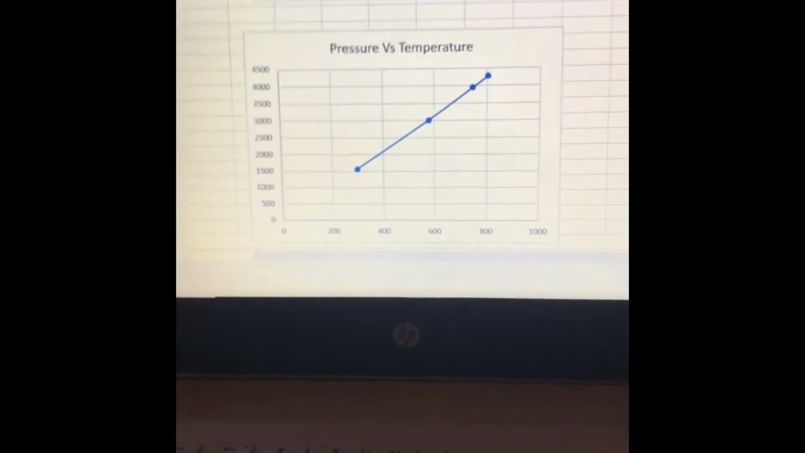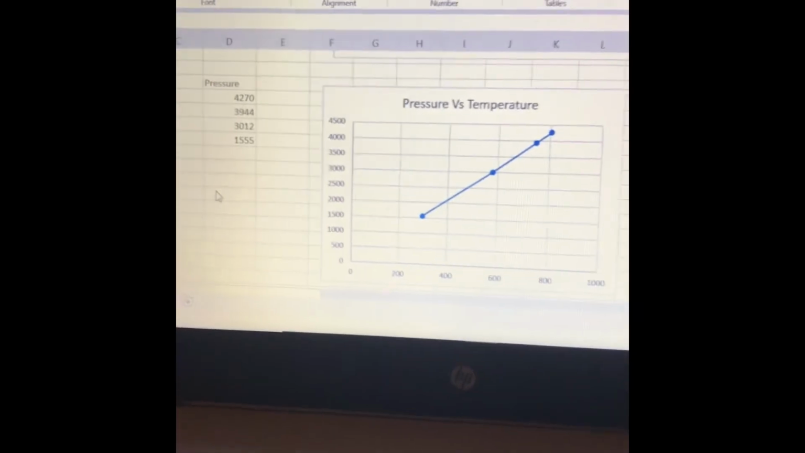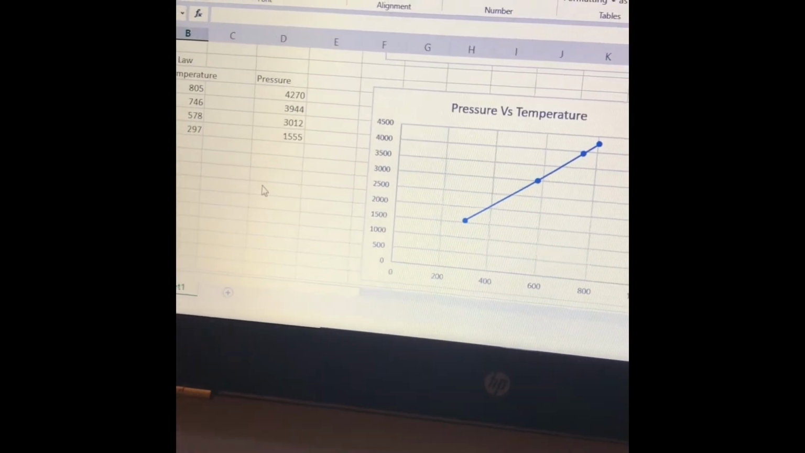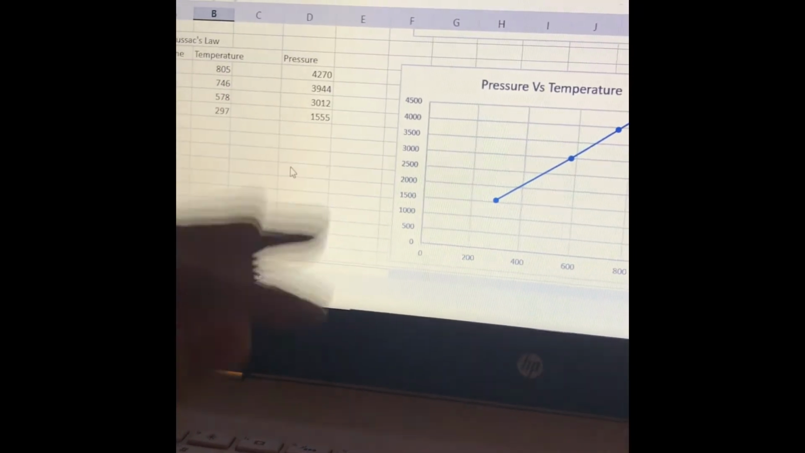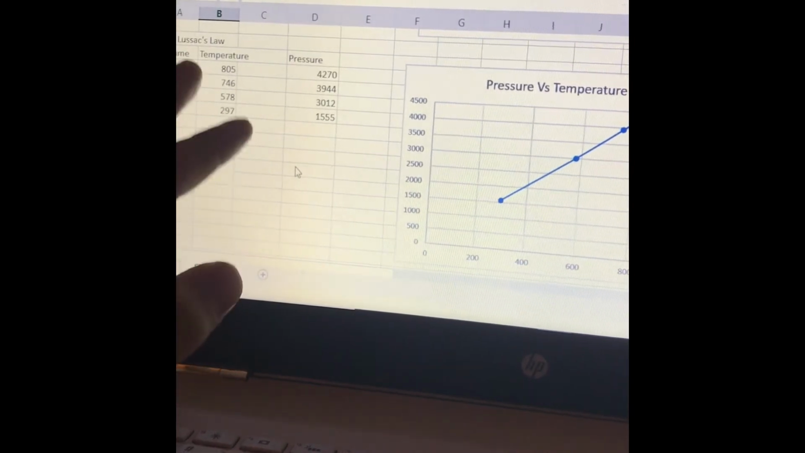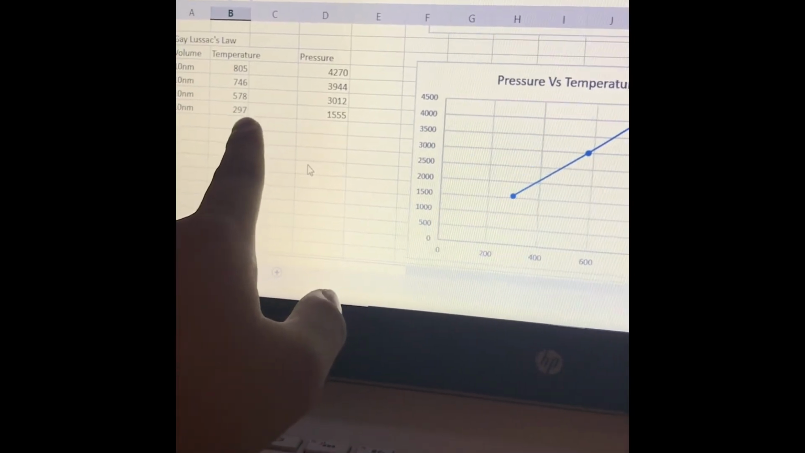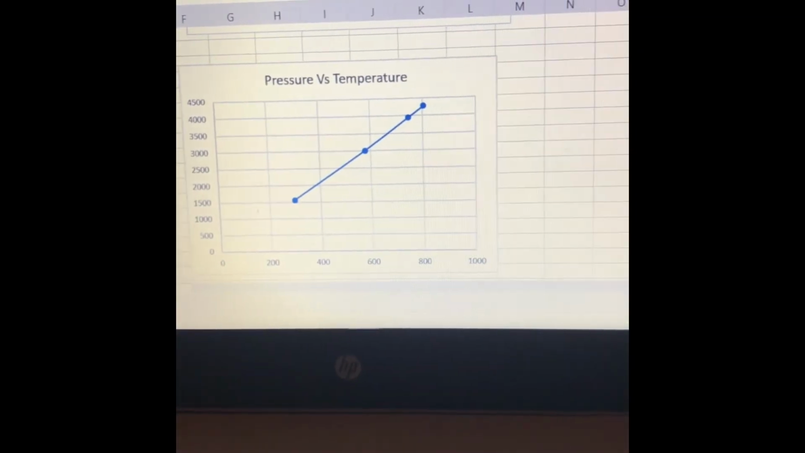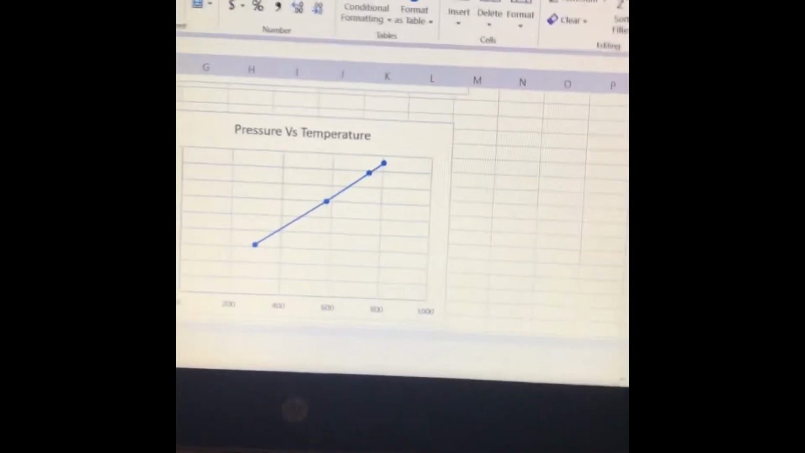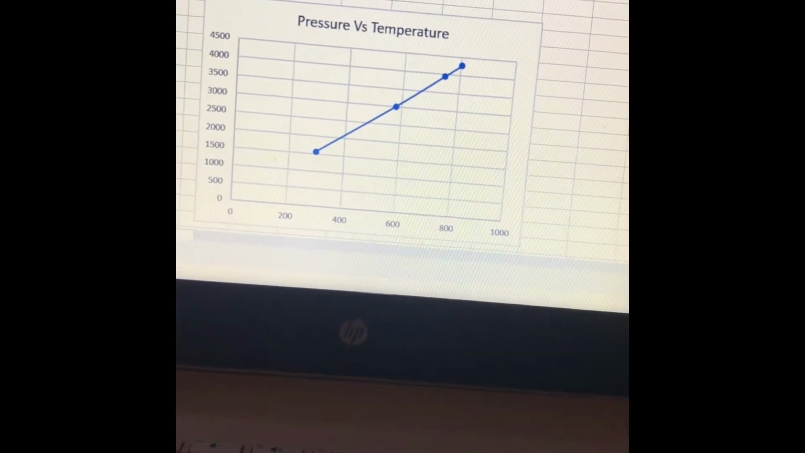Now for the last one, Gay-Lussac law. It states that if the temperature increases, the pressure increases if the volume is constant. So I make the volume constant as 10 nanometer, the temperature as 297, and the pressure is 1,555. And as it increases, it also increases. And the slope is a positive linear slope. And that's it for part 1.